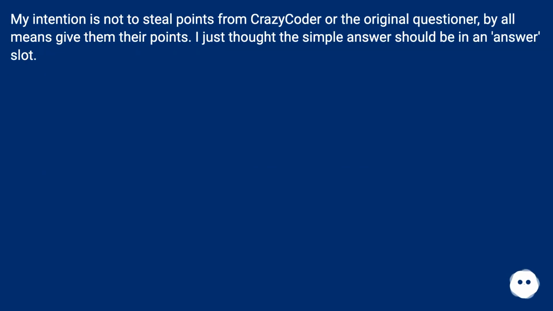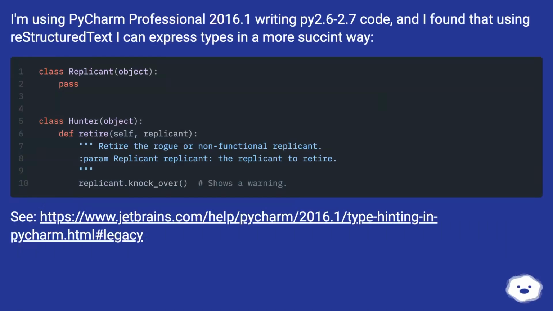My intention is not to steal points from Crazy Coder or the original questioner. By all means give them their points. I just thought the simple answer should be in an answer slot. I'm using PyCharm Professional 2016.1 writing Python 2.6-2.7 code, and I found that using reStructuredText I can express types in a more succinct way. See this URL.